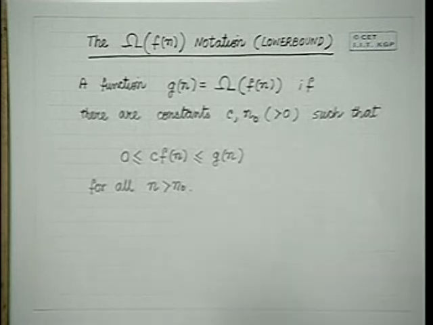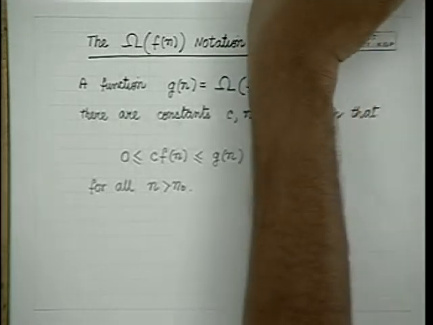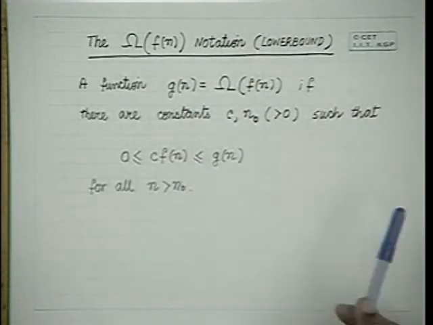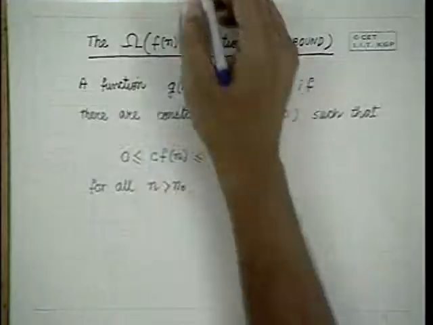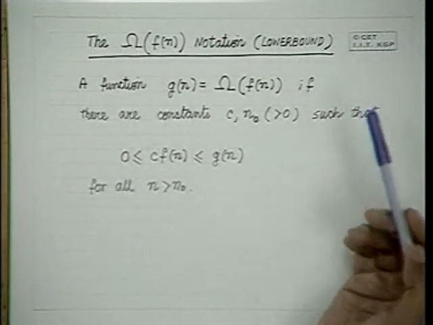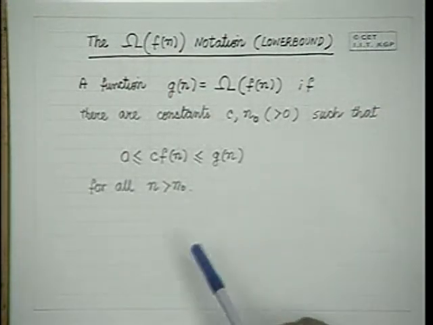So, this is the other one, and you can say that if Fn is upper bounded by Gn, then Gn is lower bounded by Fn. Because if you can find the constants on that side, you take 1 by that and you will get the constants on this side as well. You will find constants on this side.